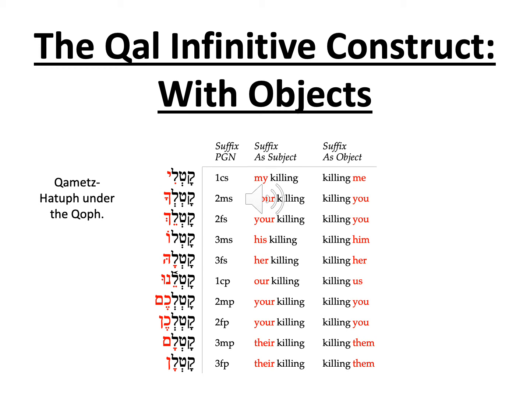So this is a kametz hatuf, a short O underneath the first root letter. You'll also notice that the connecting vowels change. Sometimes it is a hirik, sometimes it's a seirei, and sometimes, depending upon the actual suffix, it is a kametz.